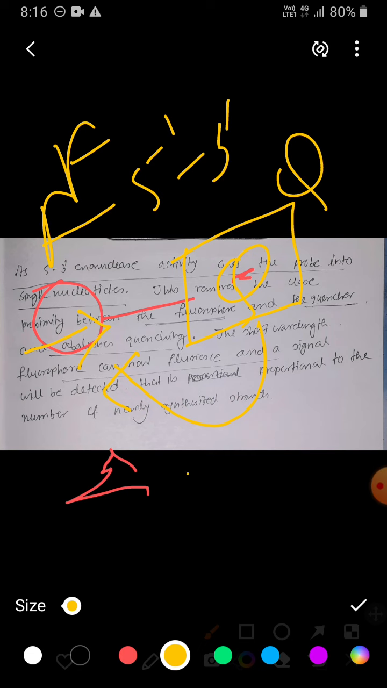So there is no longer closeness between the fluorophore and quencher, and as a result, this fluorescent molecule can now fluoresce and it will send the signal, and this signal will tell us about the generation of the newly synthesized strand. That is the overall concept of quantitative real-time PCR.